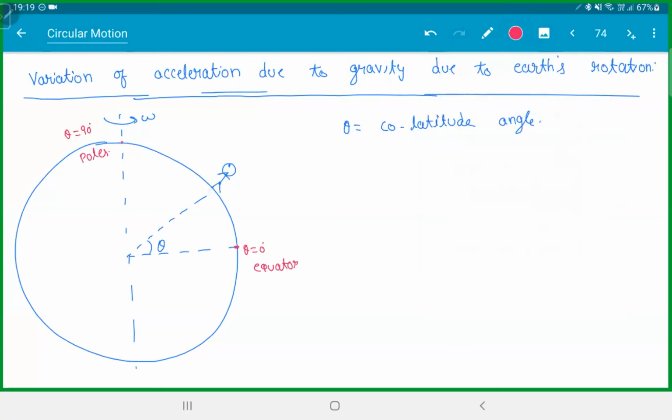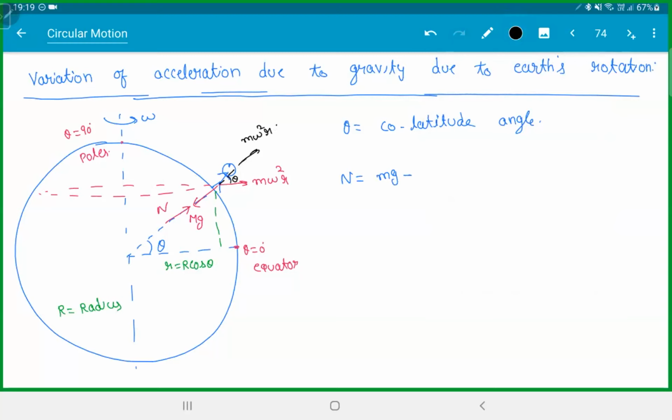If you look at the forces acting on this man, the weight will act towards the center. Remember, down is towards the center of the Earth. Since this person is going in a circle, there will be a centrifugal force, which is m omega square r, and the normal reaction. For this circle, this small r will be R cos theta, where R is the radius of the planet. So he is going in a smaller circle. If you write the forces here, we get N is equal to mg minus, you can look at this component here, m omega square R cos theta.